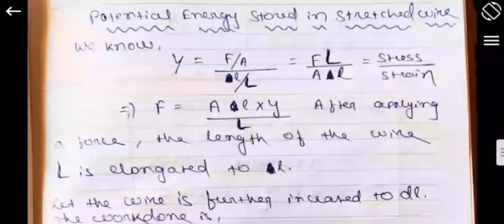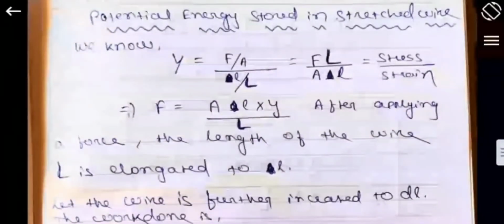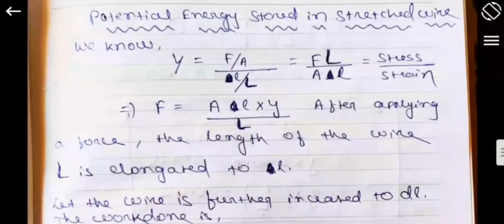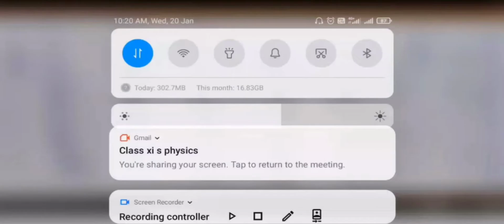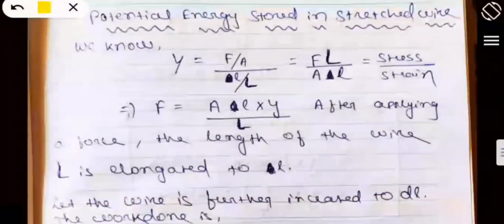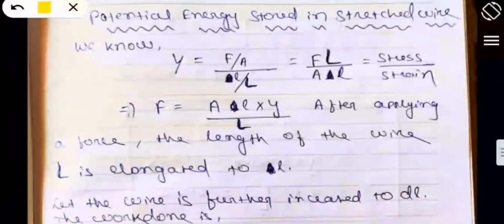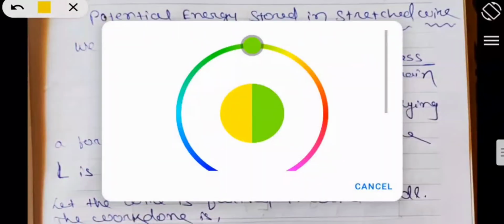So today we are going to discuss the potential energy stored in a stretched wire, okay? In a longitudinal case, we need to find out what potential energy is being stored. And we know very well, if we are calculating for any Young's modulus, Young's modulus is working for the longitudinal case.